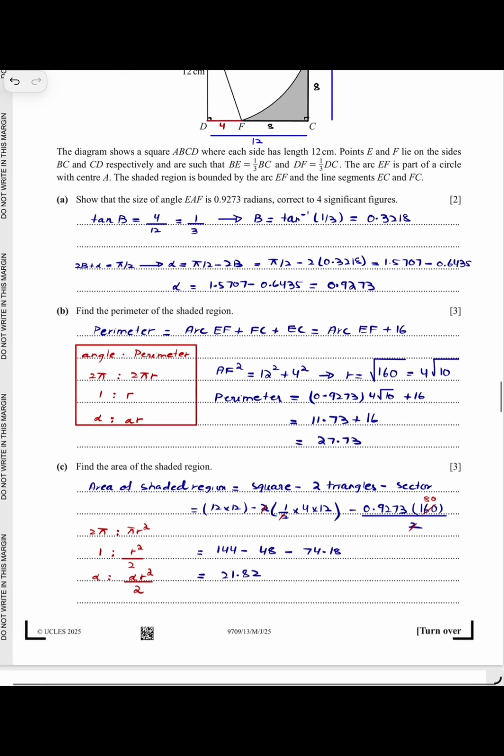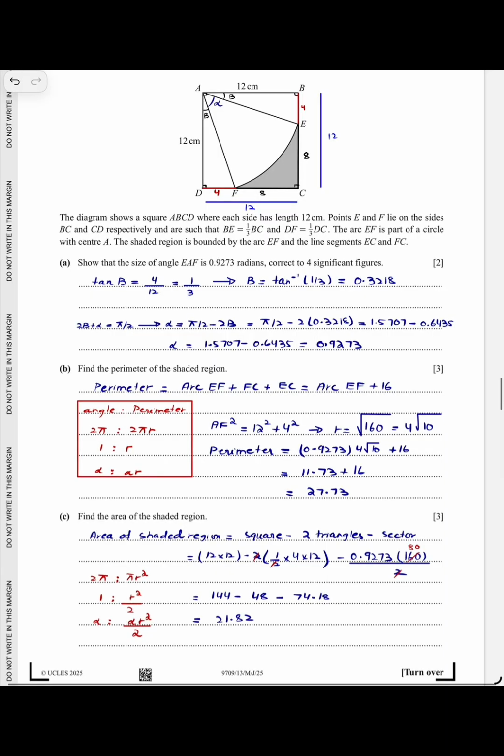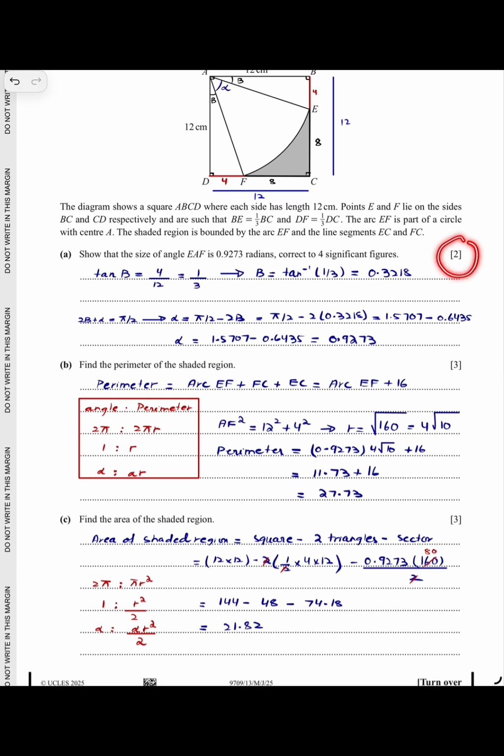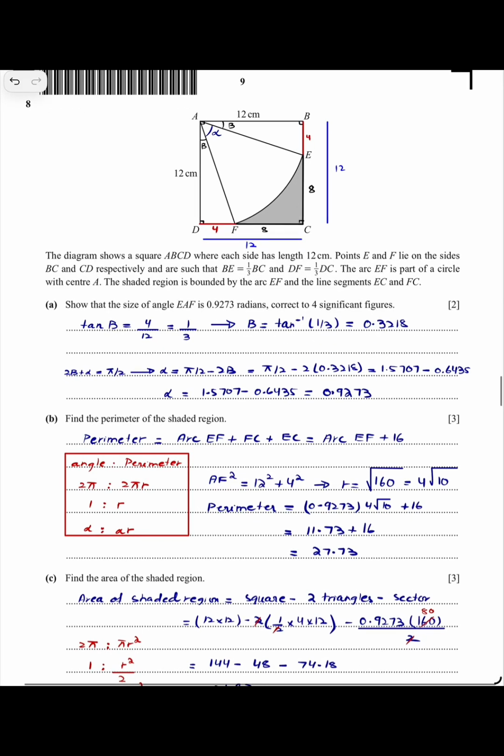Okay, so we're done with question number 8. These are 3 parts. Part A worth 2 marks, part B worth 3 marks, and part C worth 3 marks as well. So we're done with question number 8. Okay, question number 9, part A worth 4 marks.